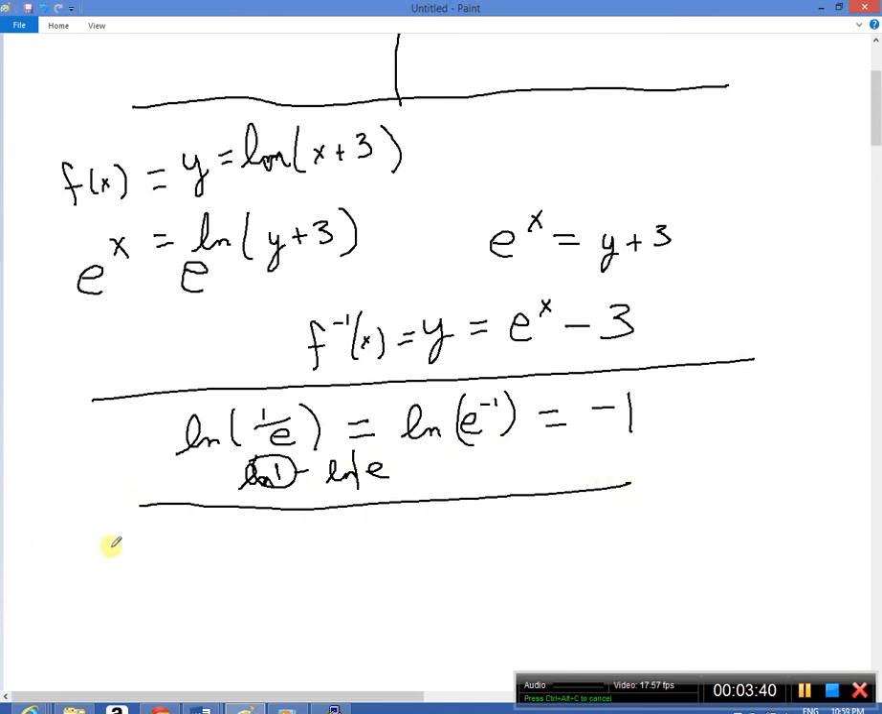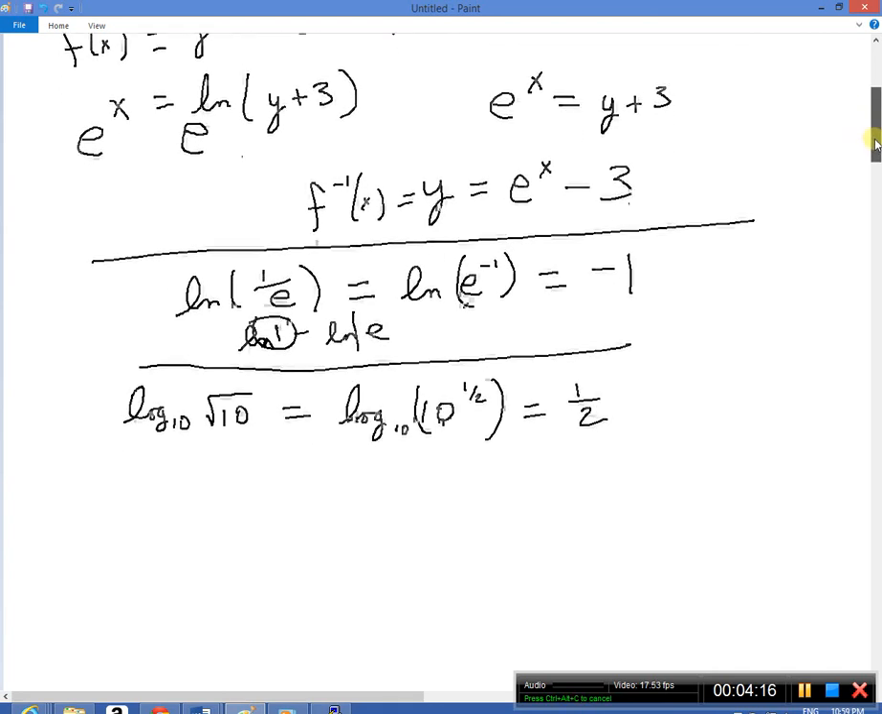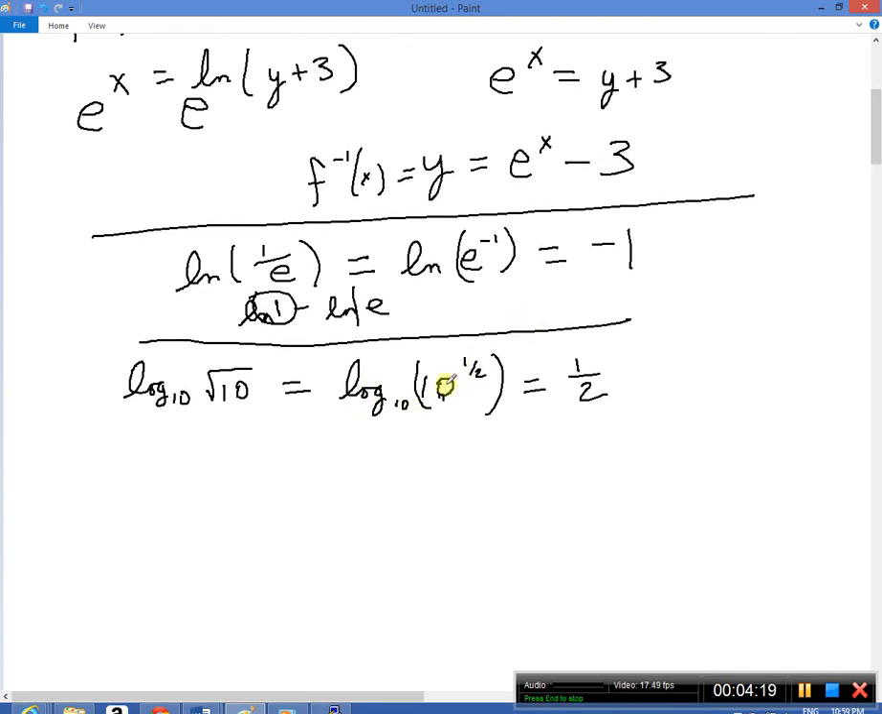Second problem is log base 10 of the square root of 10. And if you put this in exponential form, you probably will see it right away. This is 10 to the 1/2 power. And you're taking the log of that. So the log base 10 and the 10 to a power are inverses of each other, so the answer is 1/2. You could pull the 1/2 down, 1/2 log base 10 of 10, and then you'd have to recognize that log base 10 of 10 is 1. Same thing. But you can tell right away from here, because log base 10 and the exponential function base 10 are inverses of each other.